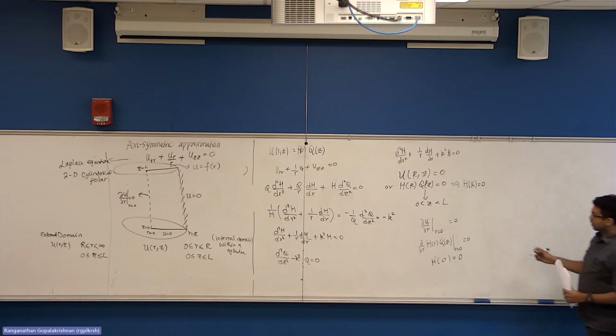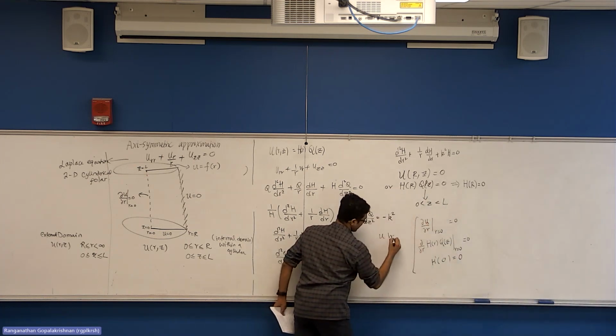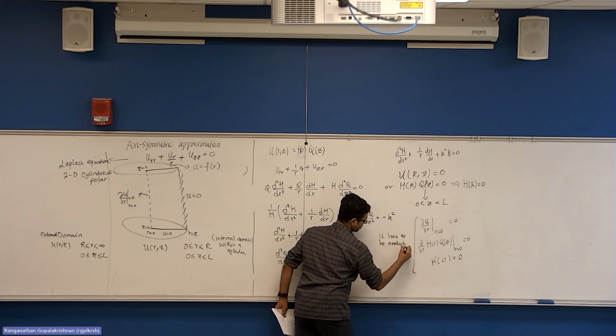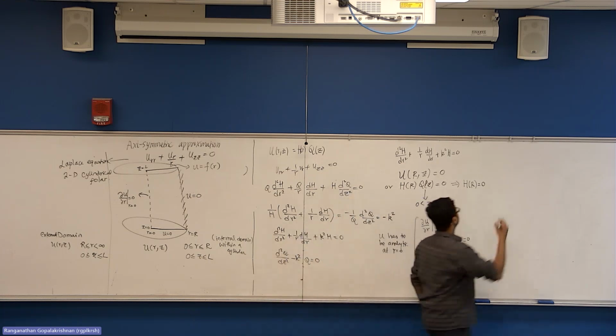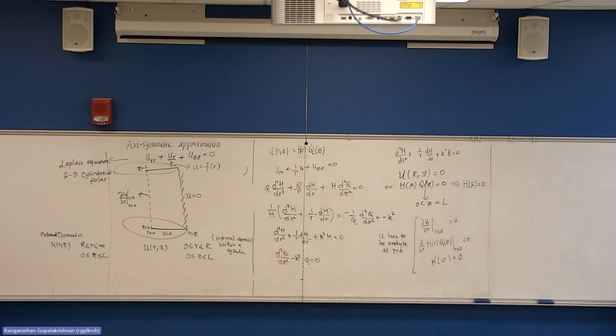The broader way of saying this is to say u has to be analytic at r equal to 0, which you will know we are going to later use to rule out the Bessel functions of the second kind.